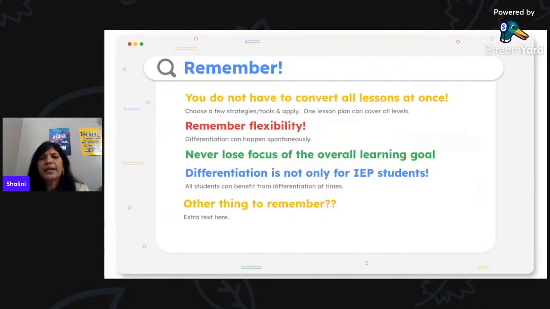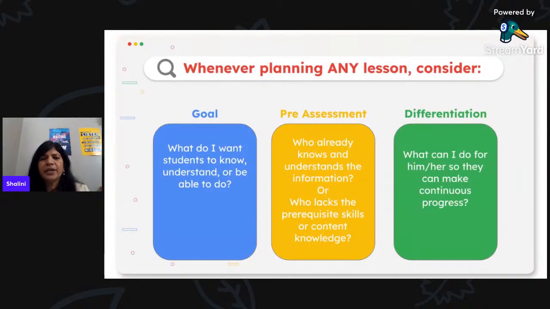So how do we plan a lesson? Again, for planning a lesson, we have to know what the goal is, what learning outcomes we have selected, how we assess their knowledge and skills, and based on that, we do the differentiation. Next slide.